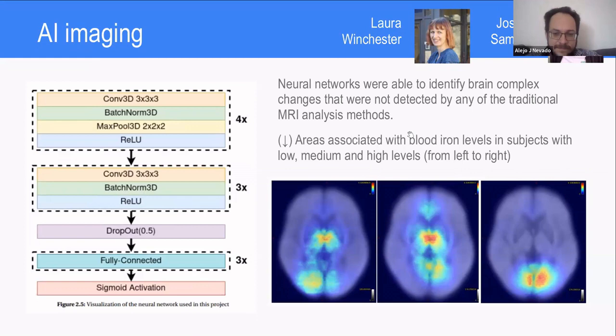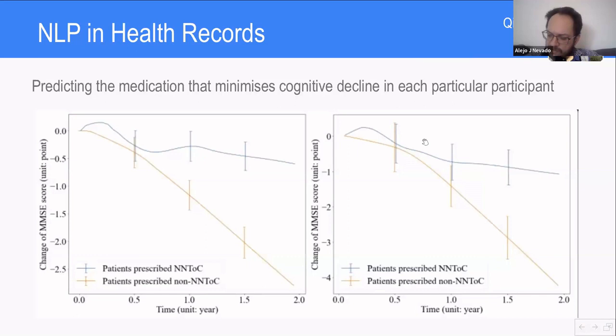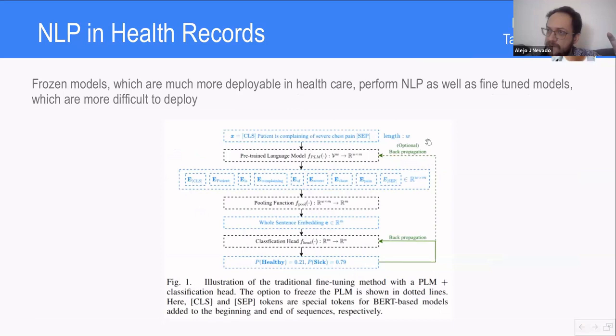And then this one, I think I will skip for the sake of time. Here we were using neural networks to identify the best medication for each particular patient of Alzheimer's. But it was more epidemiology, also using AI, but I will skip it for today.